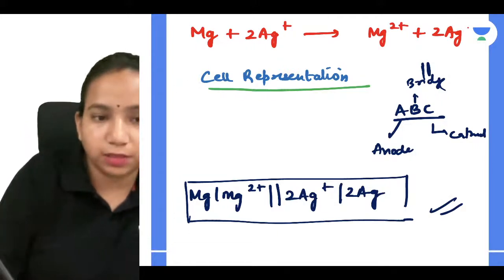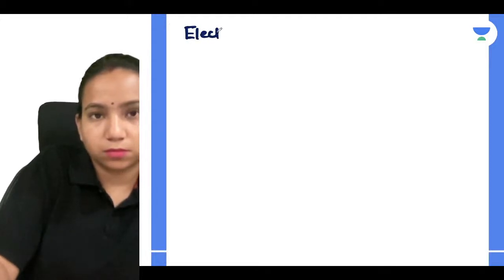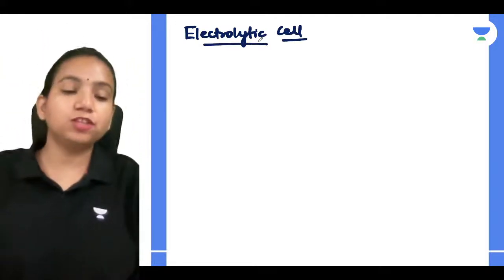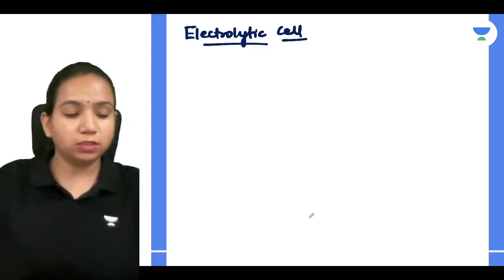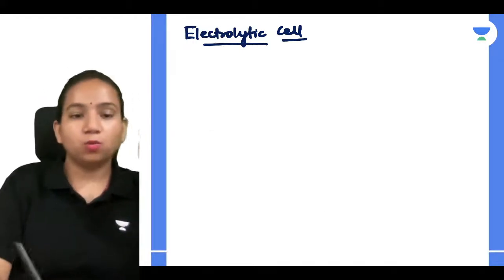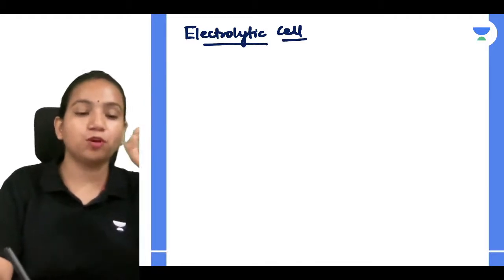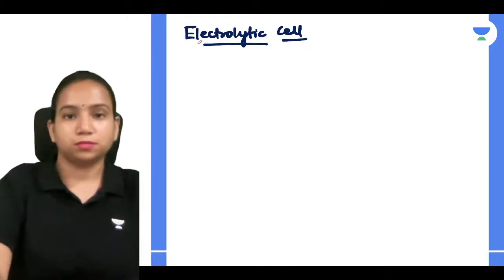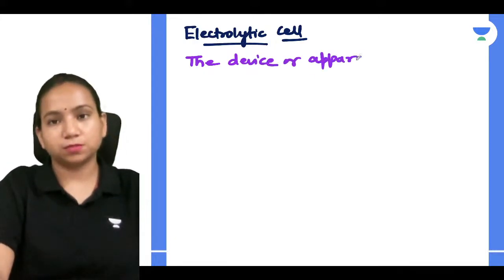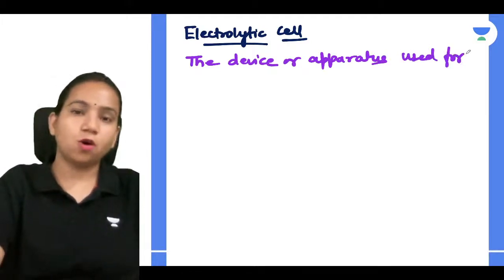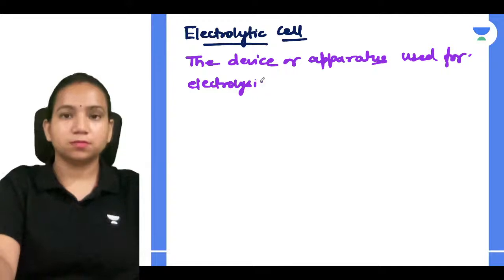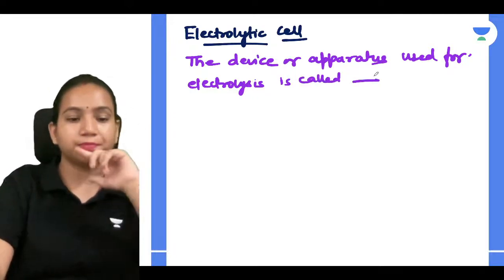The electrolytic cell is the cell in which electrolysis takes place. So the cell or the device in which electrolysis takes place is called an electrolytic cell. Very good. So the device or apparatus used for electrolysis is called what, guys? The electrolytic cell. Correct? Very good.